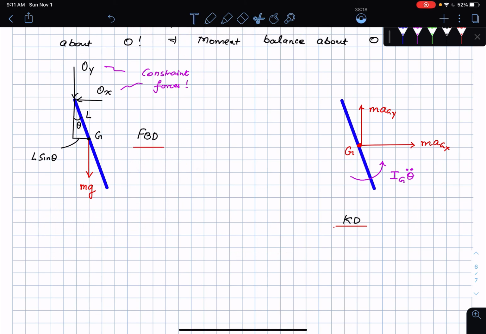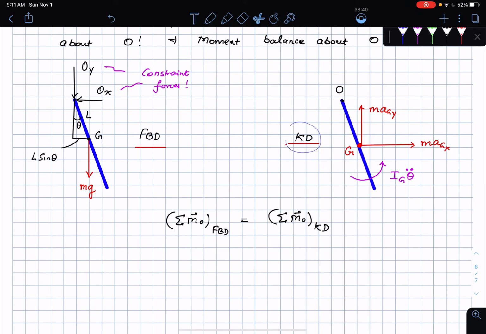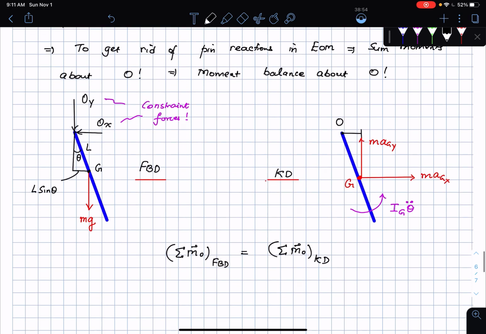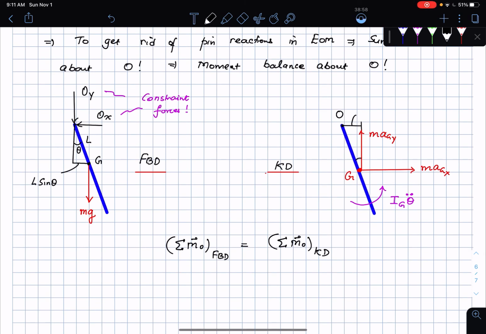So here is the free body diagram, and here is the kinetic diagram. Sum of moments about the point O on the free body diagram is equal to sum of moments about the point O on the kinetic diagram. Where is the point O on the kinetic diagram? This is the point O. Now, do I know these distances to these forces? Of course I do, because I know the angle is theta. So I can write these distances in the following manner. This force times that distance here, that's going to be the length L. This angle was theta, so that's going to be L times sine theta. And for this force MAGX, the length all the way from here to there, let me make sure that's aligned this way.